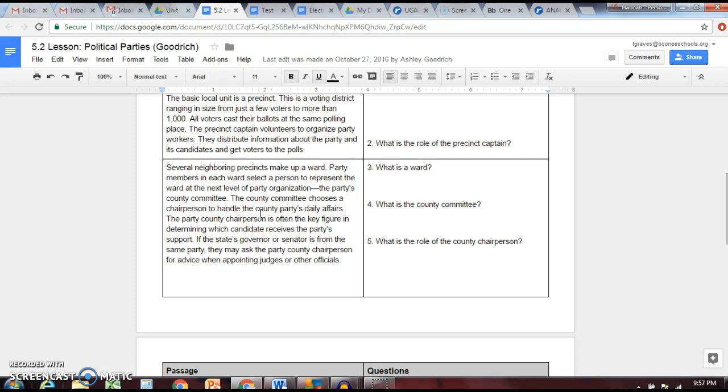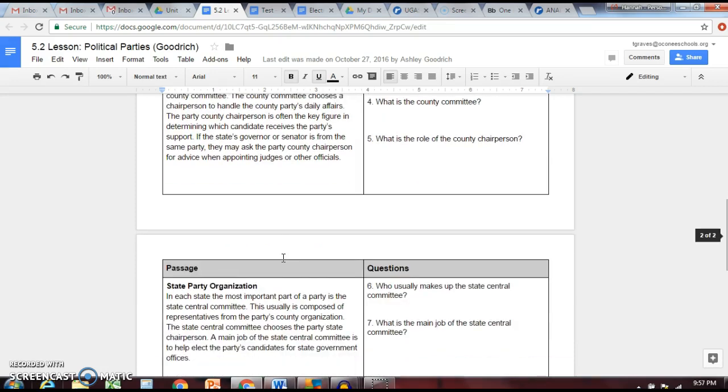And the ward, the party members in each ward, they select a person to represent the ward at the next level, which would be the county committee. So you have precinct, then you have the ward, then you have the county committee. And each state, we know, is made up of several smaller counties. So the next step up from the county committee is the state party, the state committee.